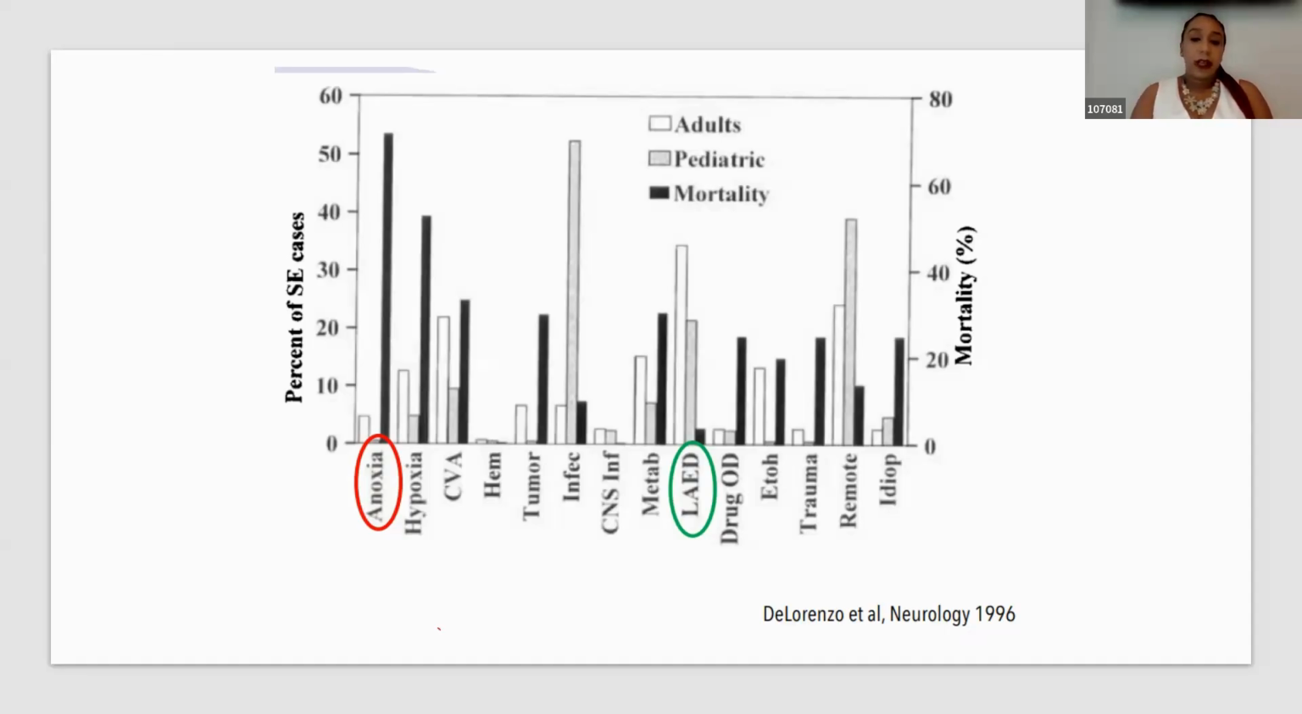This slide shows some of the mortality rates and percent of status epilepticus cases that we see for different disease processes. This is a study published in Neurology by DeLorenzo, done in 1996. It's a really good paper if you have time to read it.